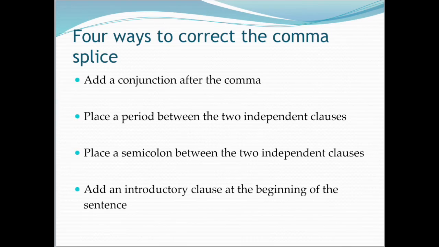There are 4 ways to correct the comma splice. You can add a conjunction after the comma, place a period between the two independent clauses, place a semicolon between the two independent clauses, or you can add an introductory clause at the beginning of the sentence.